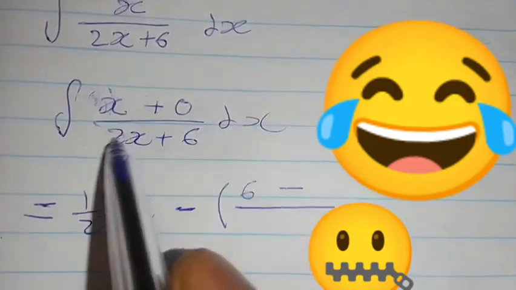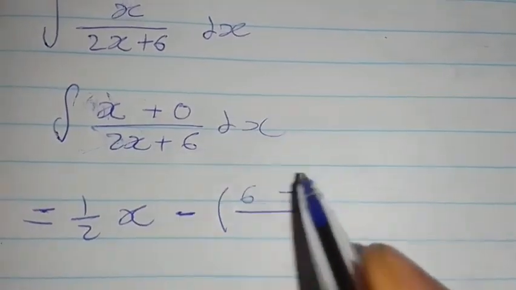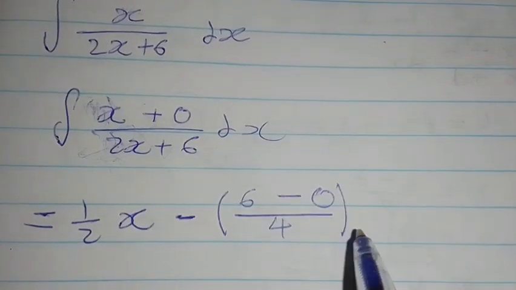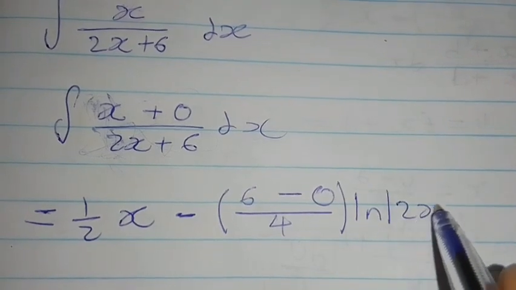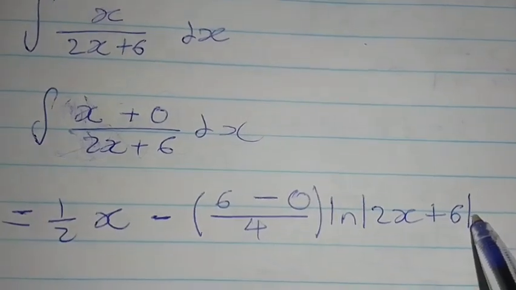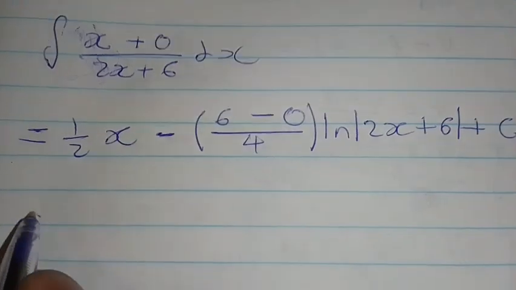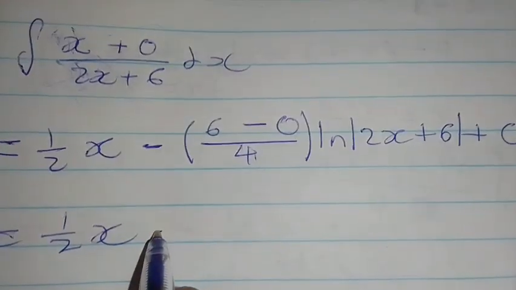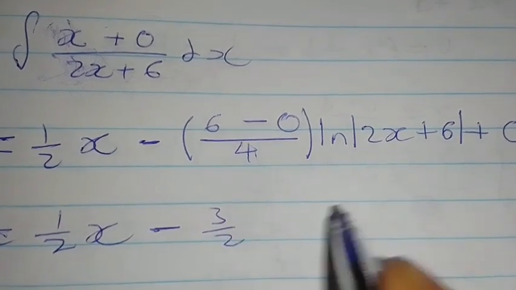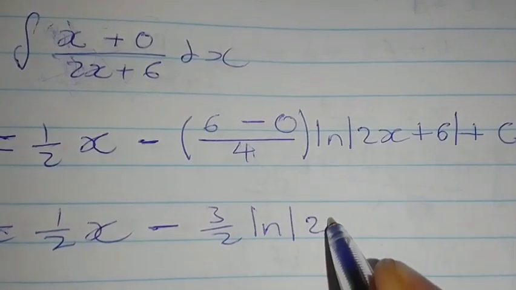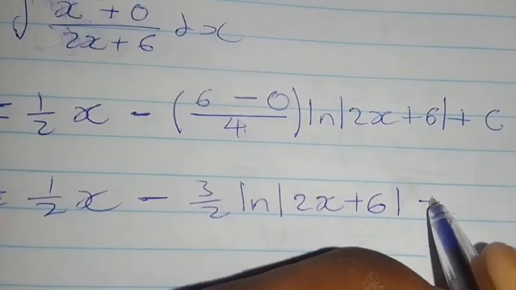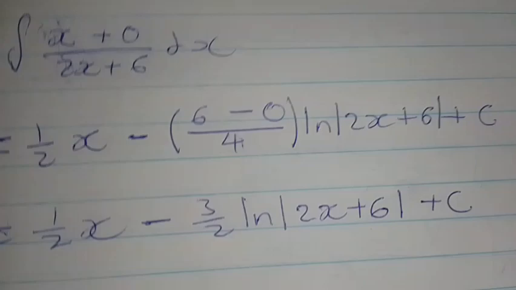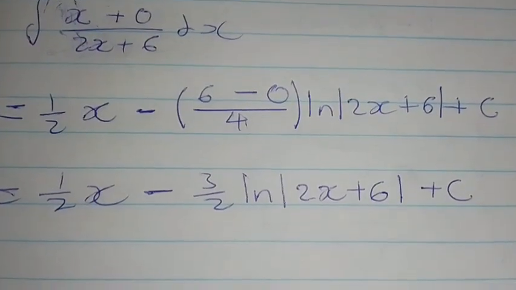Sorry about that. It's just 0 multiplied by 2, so it's just going to be 0. And then you square this 2 here, which is just going to be 4. And then you have ln the absolute value of 2x plus 6. Then you add a constant there. So you have one half x. Then 6 divided by 4 is 3 over 2. So you have minus 3 over 2 ln the absolute value of 2x plus 6 plus a constant. So you can basically do this for all linear ratios. You can integrate all linear ratios.